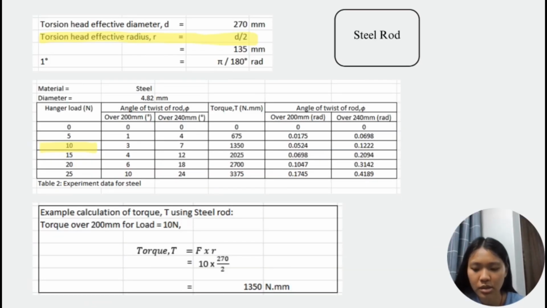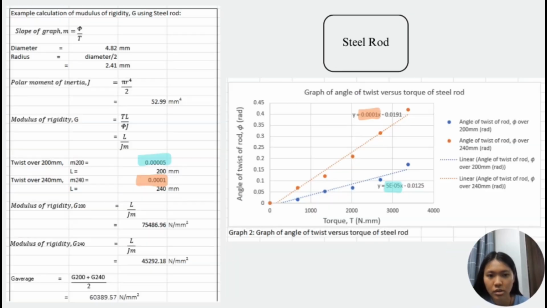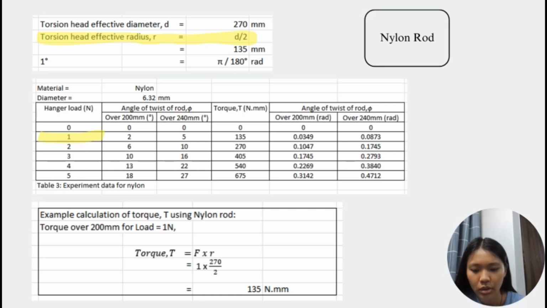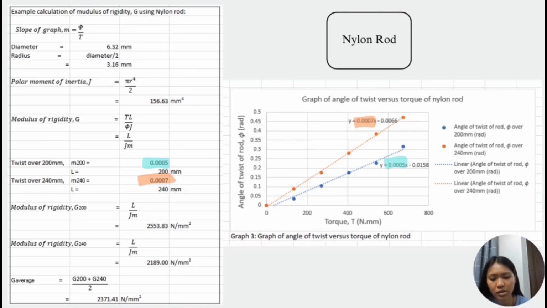Next, this is the calculation for the steel rod and nylon rod. The calculation of modulus of rigidity for the steel rod and nylon rod uses the same method as for the aluminum rod.